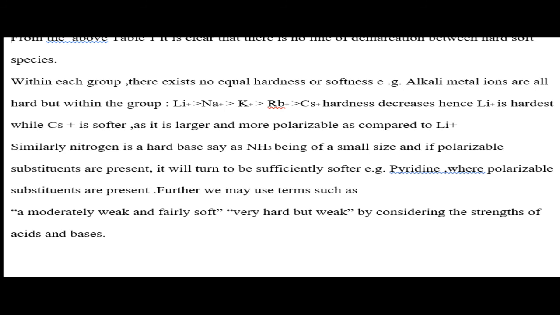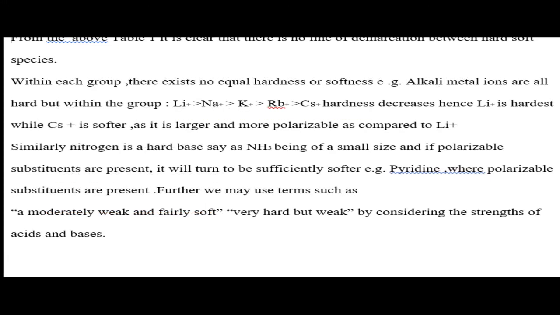Similarly, looking at the ligands, we see that nitrogen is a hard base. And we see in ammonia being of smaller size, and if polarizable substituents are present, it will turn out to be sufficiently softer. In case of pyridine, you can see the polarizable substituents are present. Further, we may use the terms such as moderately weak and fairly soft, very hard but weak, by considering the strengths of acids and bases.